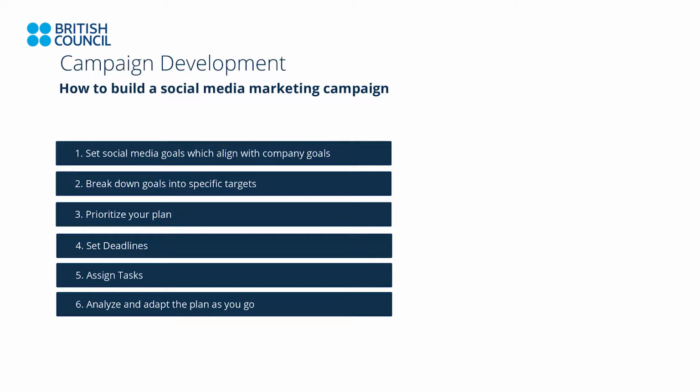Secondly, ensure that you break down your goals into specific tactics, right? So it's one thing to have a goal of awareness, but you have to break it into specific tactics that you can actually measure and put into deployment. And number 3, ensure that you prioritize your plan. Based on your goals and objectives, prioritize the plan and your tactics in a way that they're actually achievable and realistic.